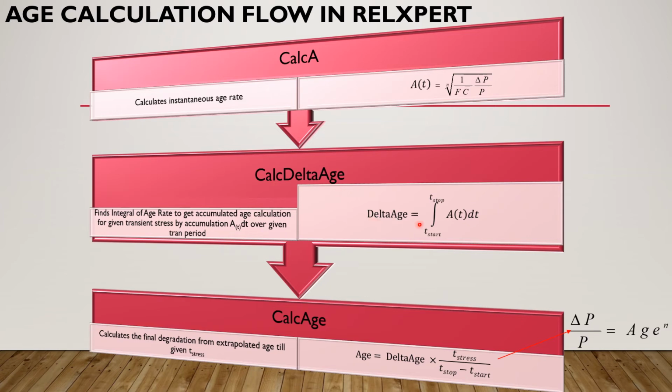What it calculates is the delta age, the increment in the age from T start to T stop. T start is generally 0 and T stop is generally the final time till which your transient simulation is getting simulated. So delta age is the incremental accumulation of the age.